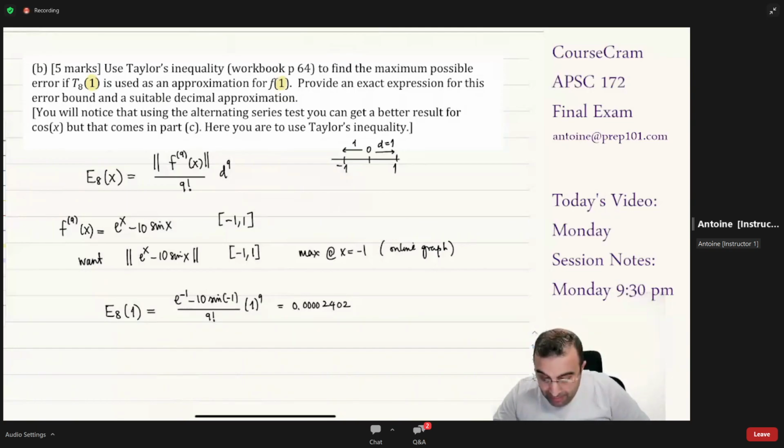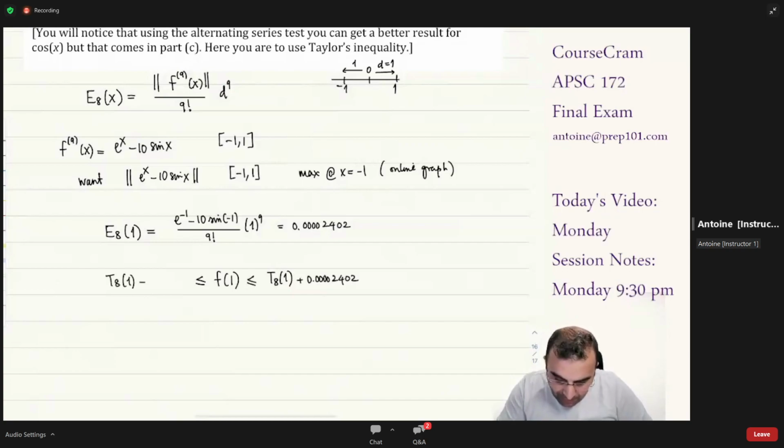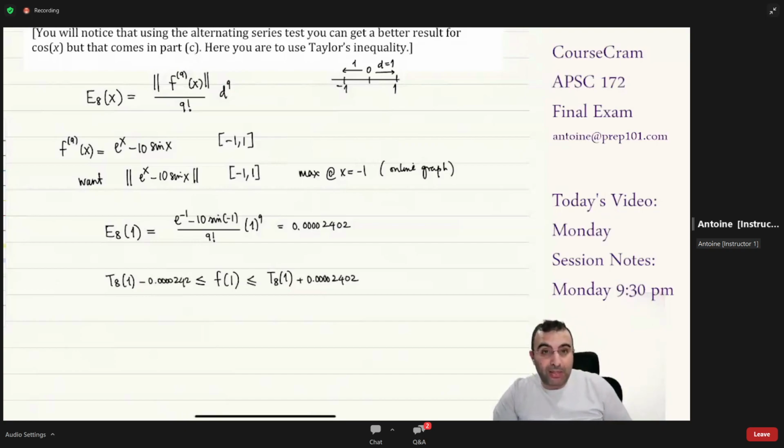So if this is the maximum error, very, very important, that means your f of 1 is going to be between the Taylor polynomial at 1 plus 0.00002402 and T8 of 1 minus 0.000242. So here we don't know if it's a maximum or a minimum error. We know that this is the maximum error, and the maximum error can go both ways. You can go plus or minus on the maximum error.